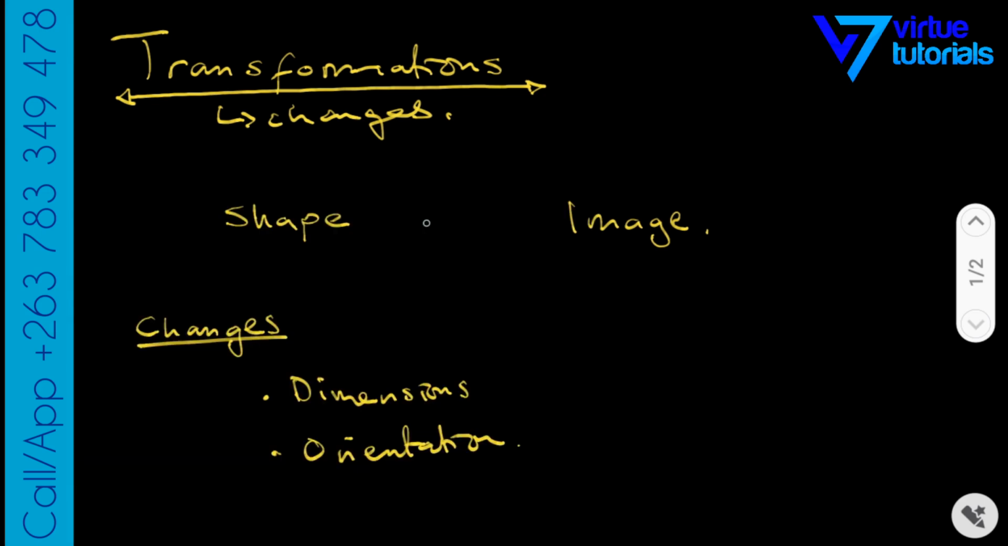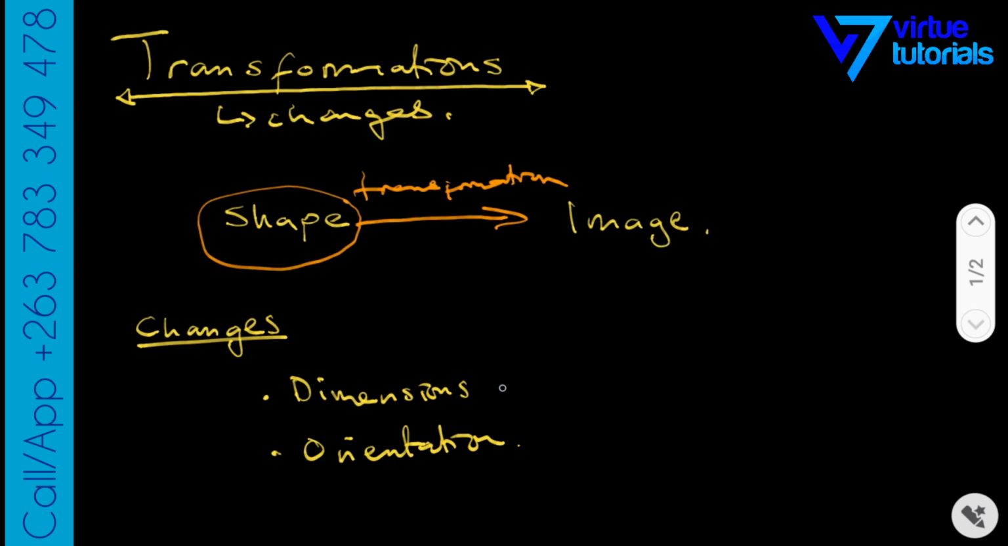So a shape, right, experiences some change, and the result is an image, right? So we have the original shape, which experiences some changes to produce a new shape known as the image. So in transformations, you will have a shape, then the transformation, which maps that shape onto a new shape that we'll call the image.